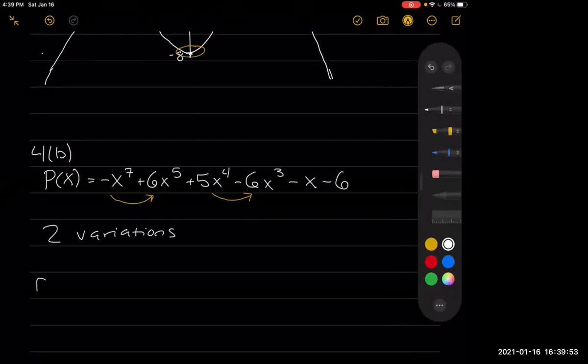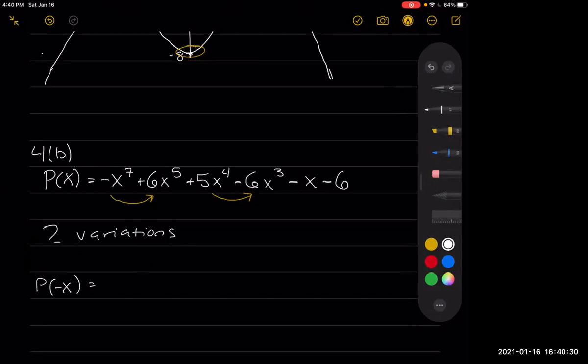And now we're going to look at p of negative x to find the negative variations. That means that on all of the odd terms, or odd powers, our signs are going to switch, because when you take an odd power of negative 1, like negative 1 cubed equals negative 1, or negative 1 to the 4th equals positive 1. Oops, don't know why it's erasing so much sometimes. Okay.